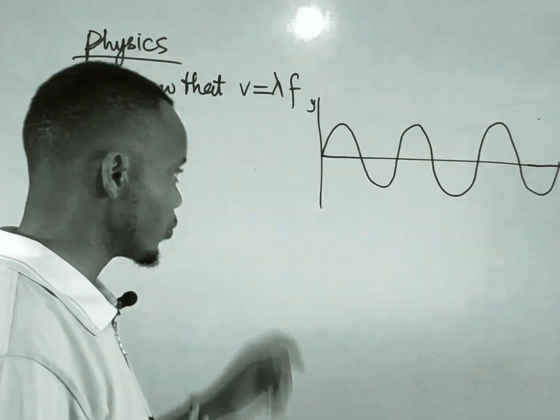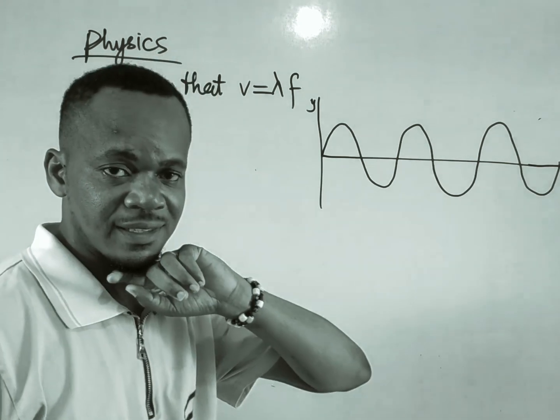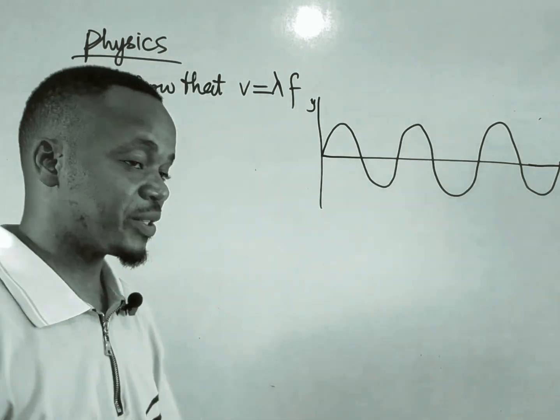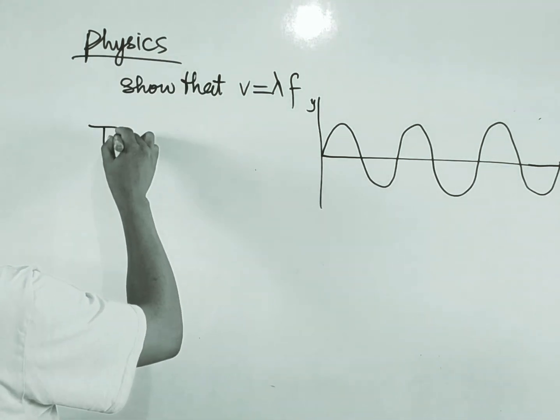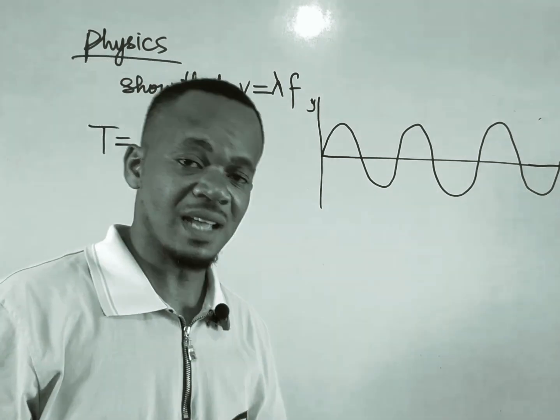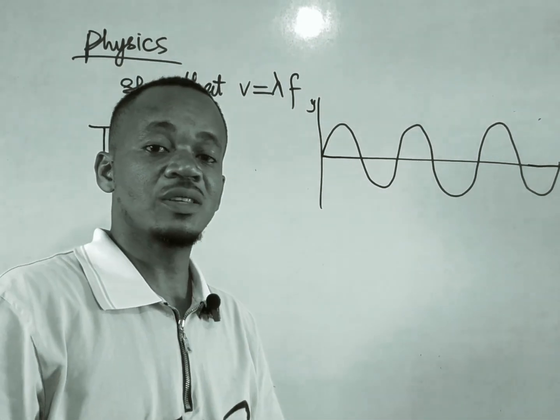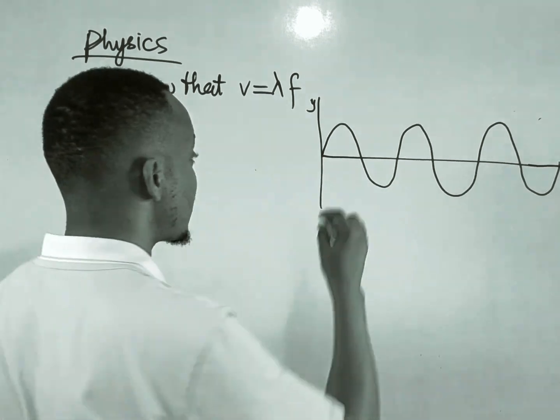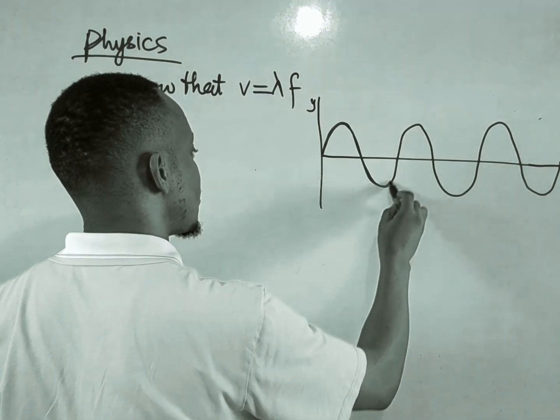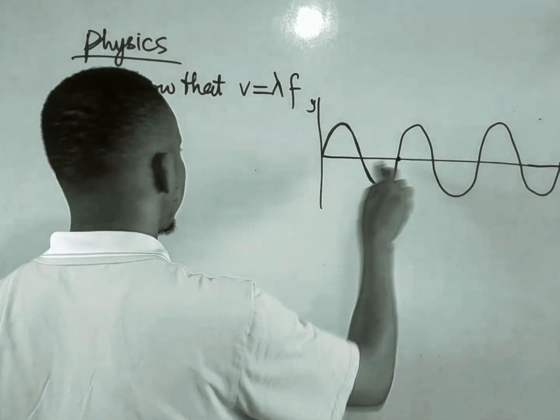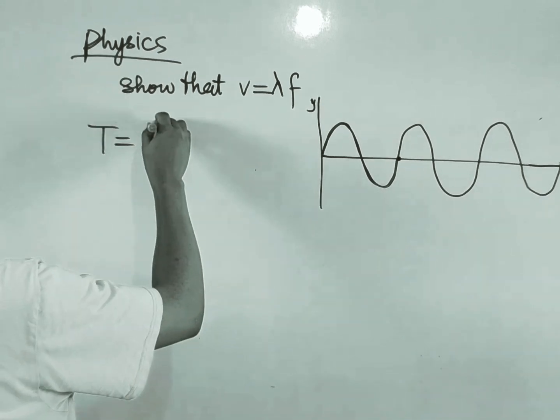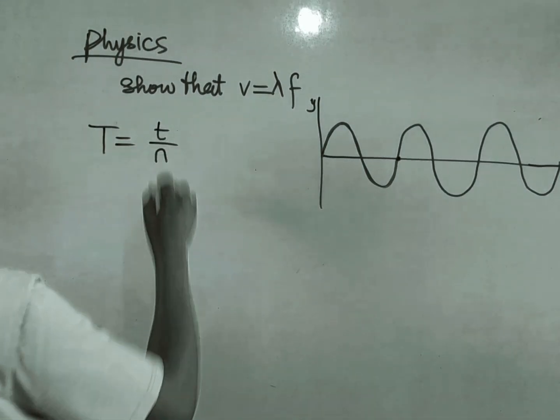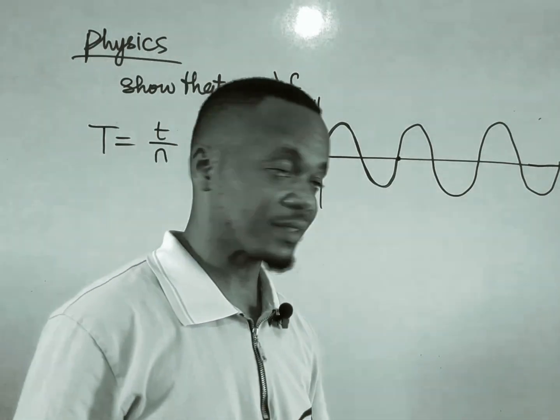The first thing you need to know is let's define period. Period, T, is the time taken to complete one oscillation. So period is the time taken to complete one oscillation from here to here. So this one is the period. So the formula for period is that.